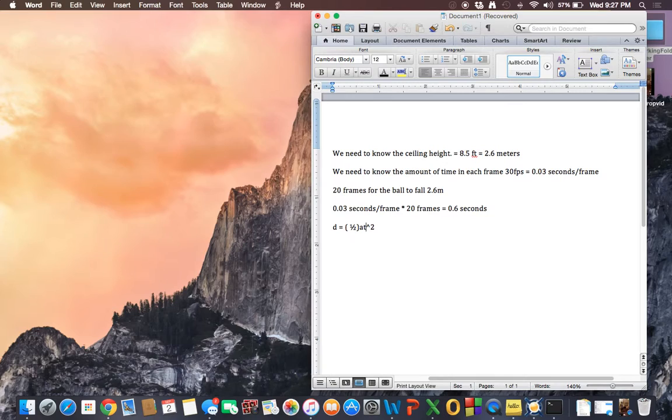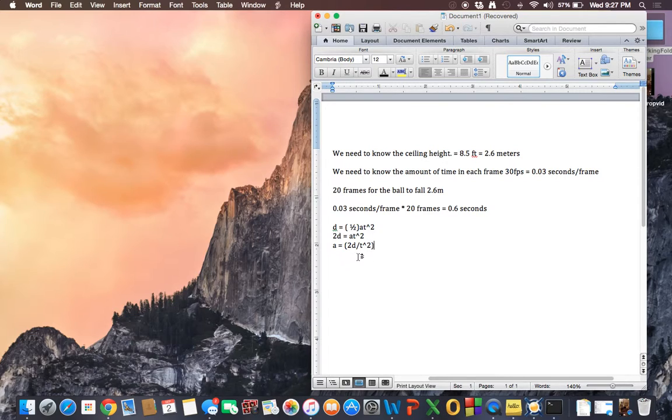So let's go ahead and solve. Since we want to know acceleration, we're going to solve for acceleration. So we know that 2 times the distance is going to be equal to acceleration times time squared. Now acceleration is just going to be 2 times the distance divided by the time squared. So divided by the square of time.